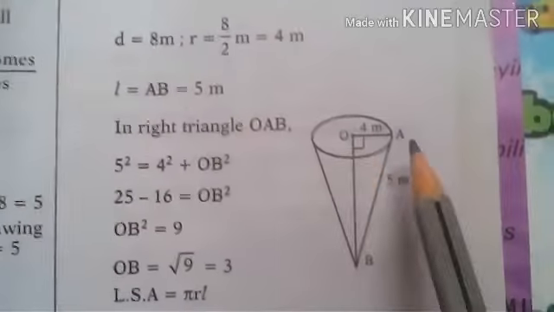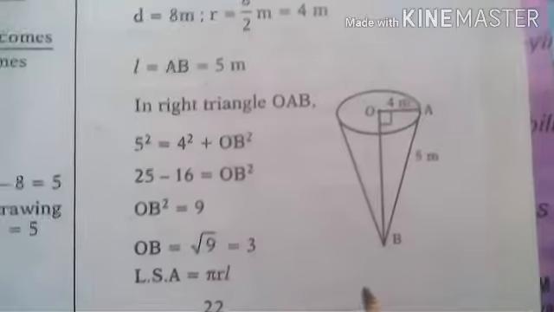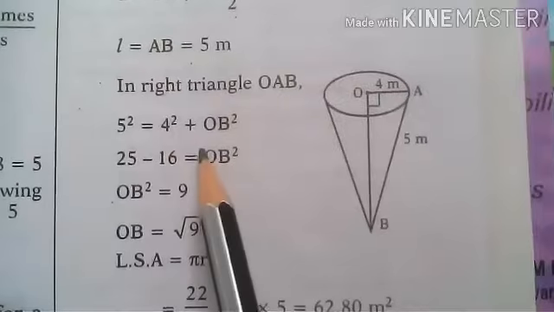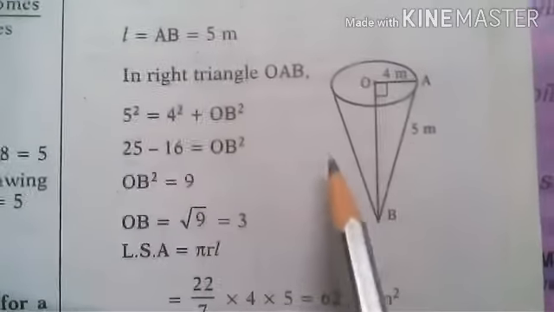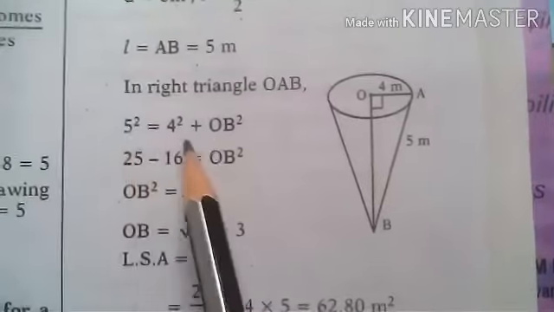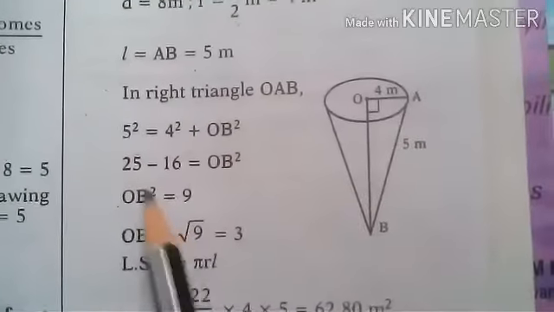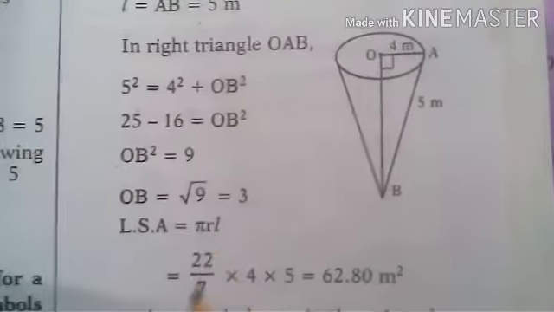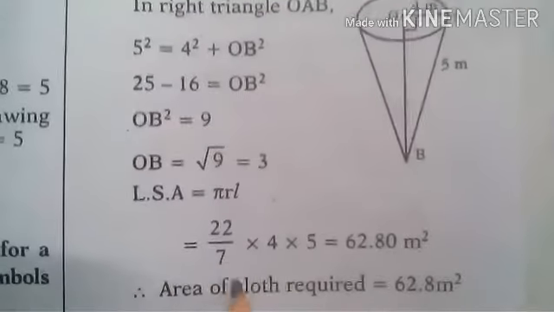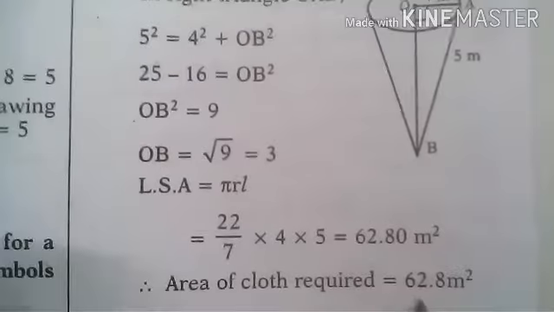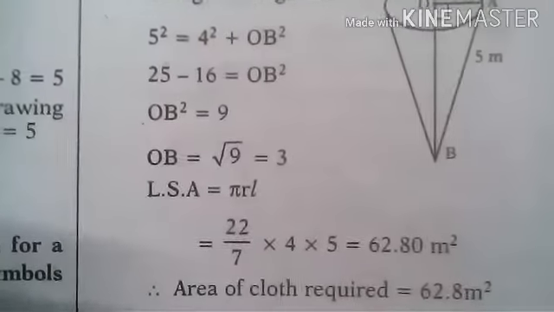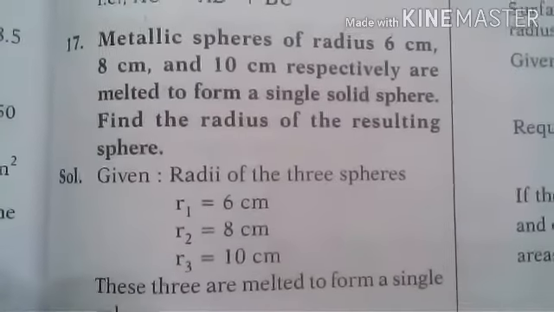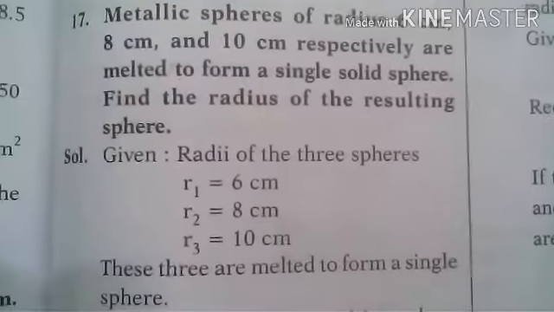In right angle triangle OAB, by using Pythagoras theorem, hypotenuse square is equal to sum of squares of other two sides. So 5 square is equal to 25, 4 square is equal to 16. So OB square, 25 minus 16 will get 9. OB is equal to root 9 is equal to 3. LSA is equal to pi RL. So we'll get the following value as 62.8 meter square.